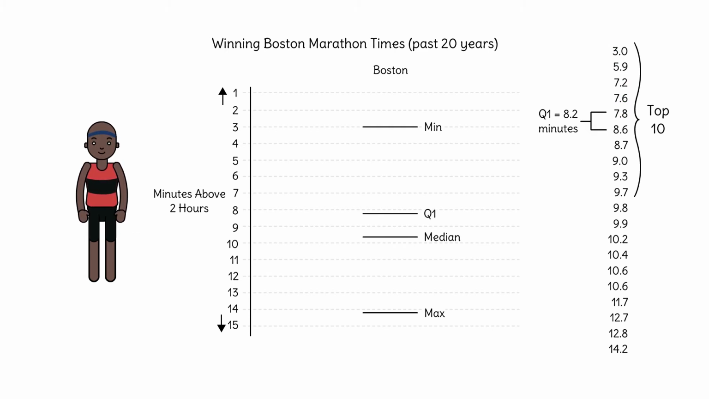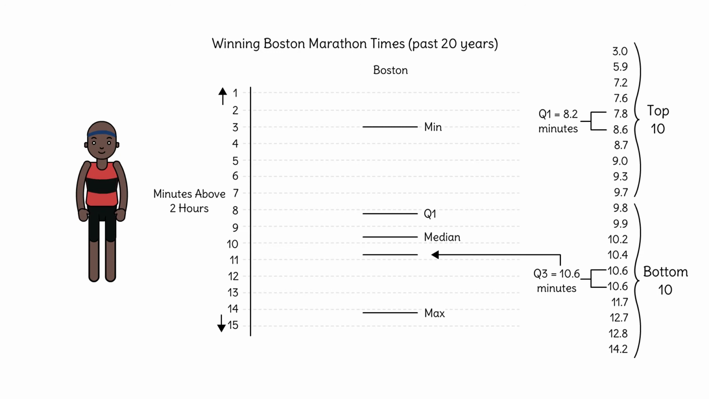Now let's find the third quartile. We find the median of the second half of the data, the bottom 10. So we average the 15th and 16th number to get a third quartile of 10.6 minutes. Anyone behind that time was in the last 25% of the runners. They still won though, just with a slower time. Let's mark Q3 with a horizontal line.